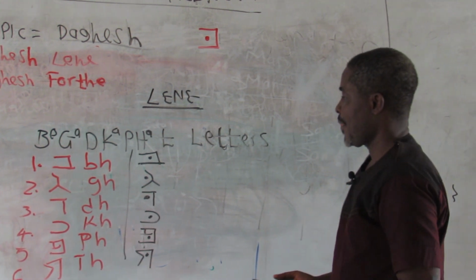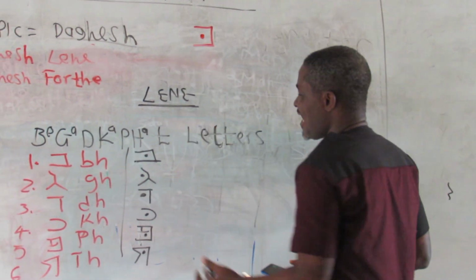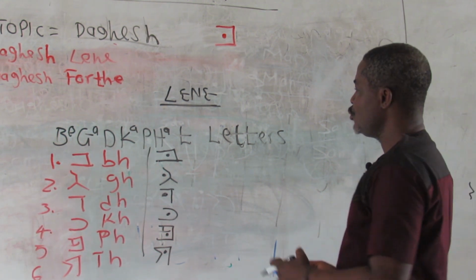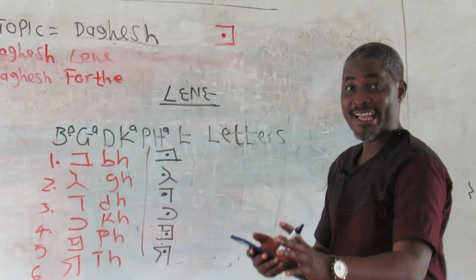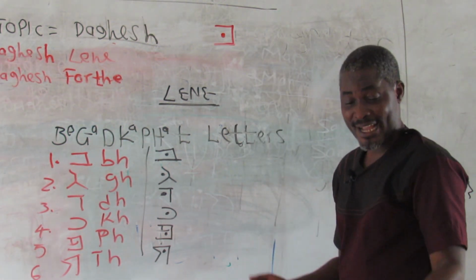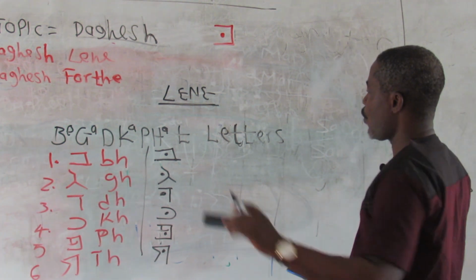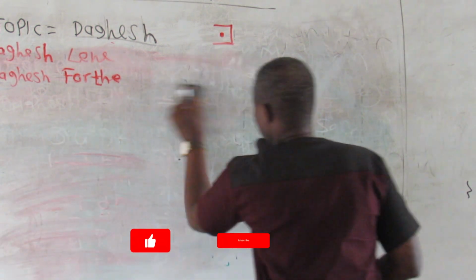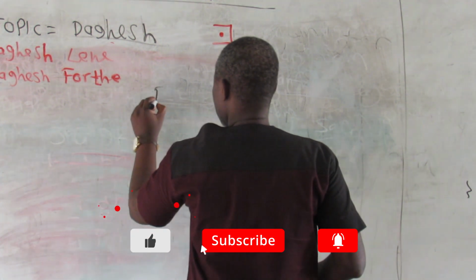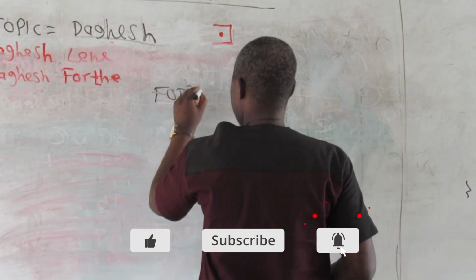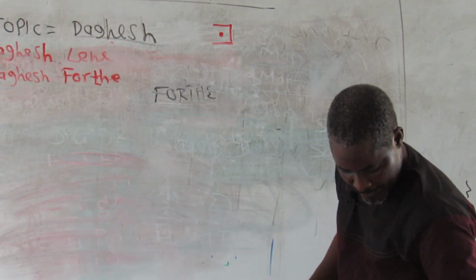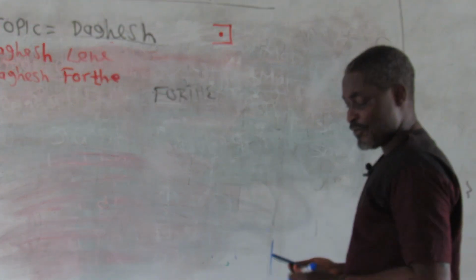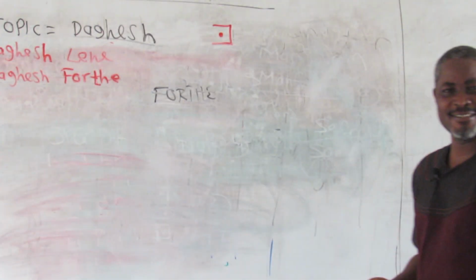But the question is, because this Dagesh can stand both as Dagesh Lini and Dagesh forte, how do you know whether the dot inside is for Dagesh Lini or Dagesh forte? Now let's go quickly to Dagesh forte. Now, when is Dagesh forte applicable? Dagesh forte is applicable as a kind of doubling.